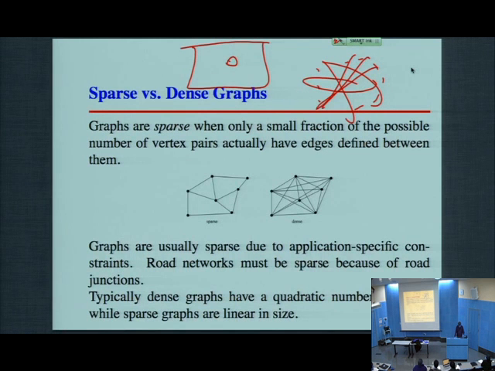And you don't want edges crossing each other because that requires building bridges, right? And the fact that roads are expensive to build, and bridges are even more expensive to build, means that you can't have too dense a road network. The degree of a vertex is the number of edges that are incident upon it.